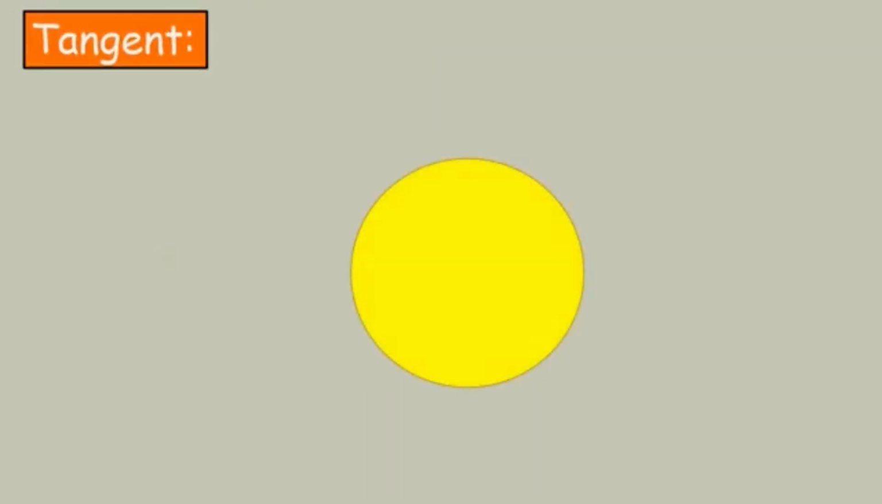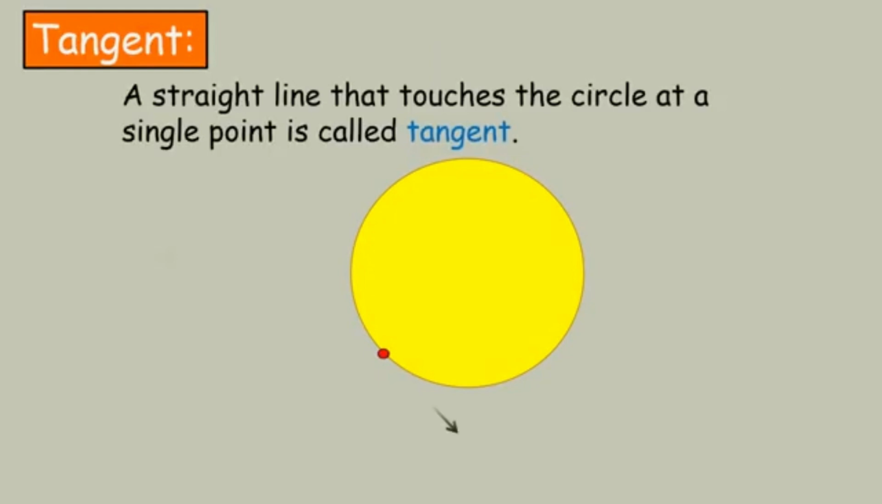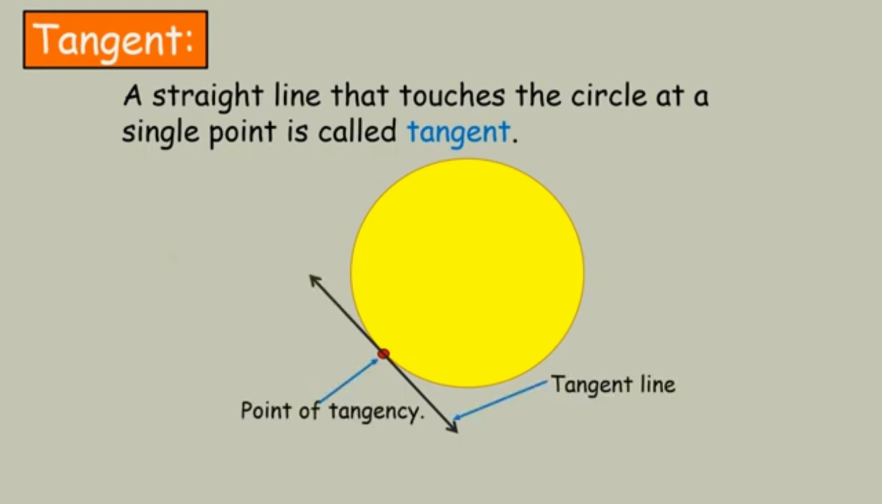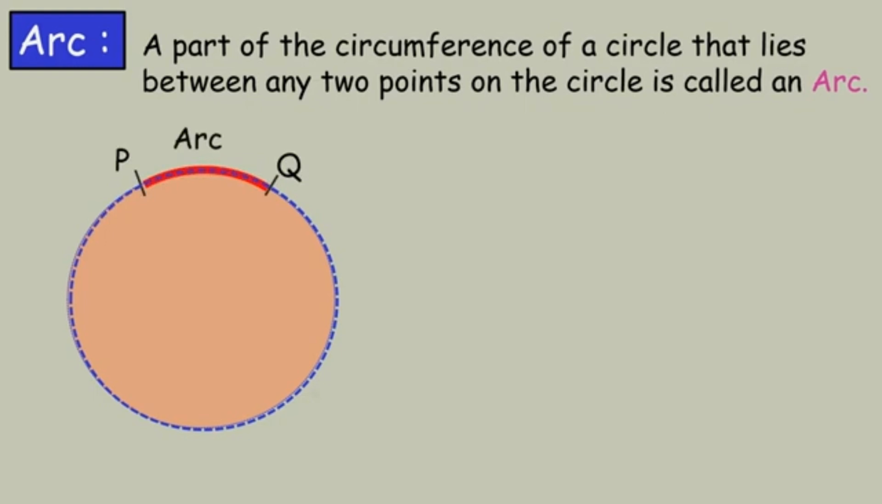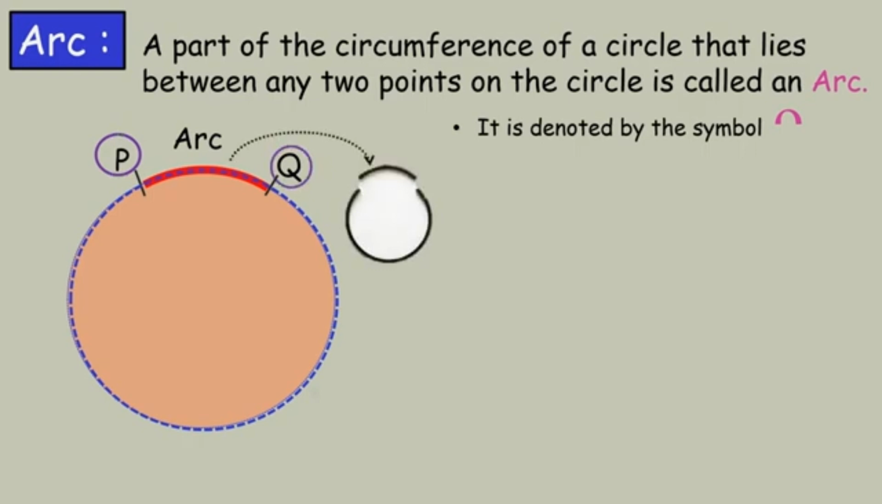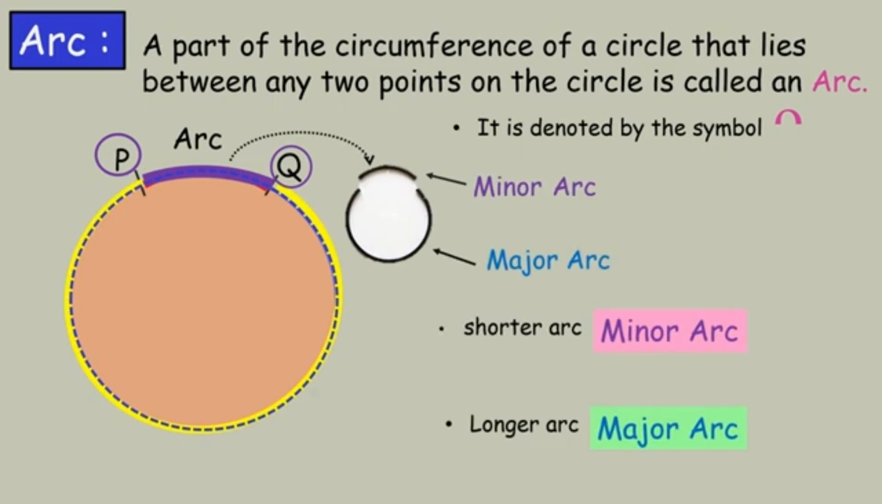Tangent. A straight line that touches the circle at a single point is called a tangent. Arc. A part of the circumference of a circle that lies between any 2 points on the circle is called an arc. It is denoted by the symbol. Here, points P and Q divide the circumference into 2 arcs. The shorter arc is called the minor arc, and the longer arc is called the major arc.